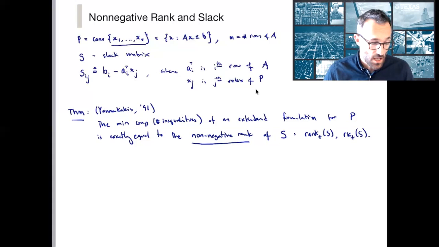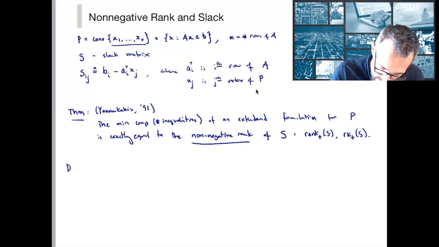So let me define now what is the non-negative rank.